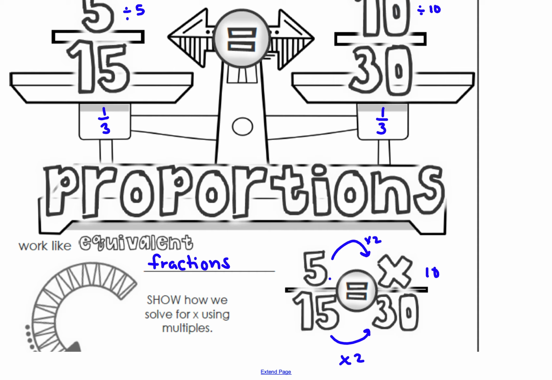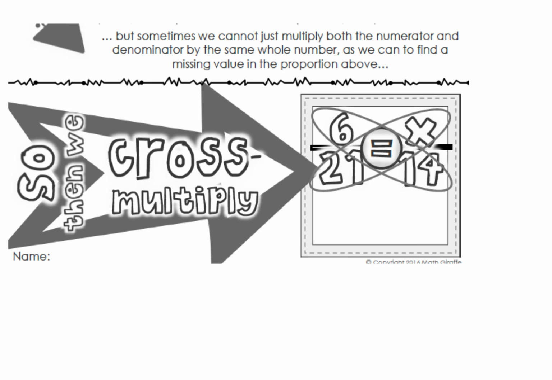I could have also done an up and down pattern. I could have said, okay, I know 15 divided by 3 equals 5. So I can do 30 divided by 3 and get my answer of 10. So looking for multiplication or division patterns that are easy to do in your head is a great way of solving proportions. However, not always. You're not always going to see an easy multiplication pattern from side to side or up to down.